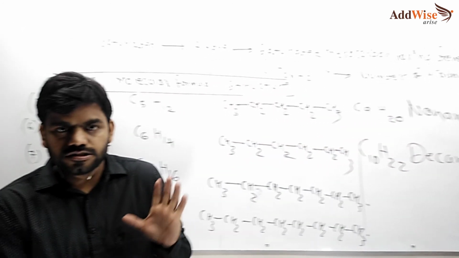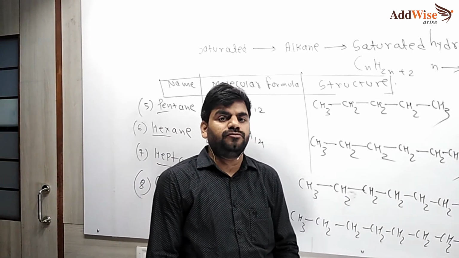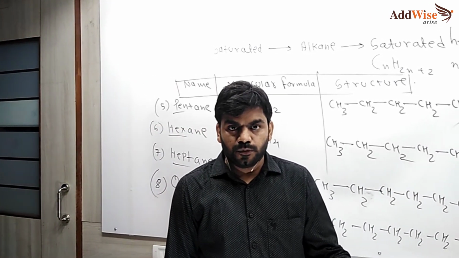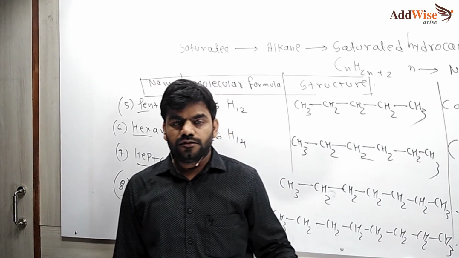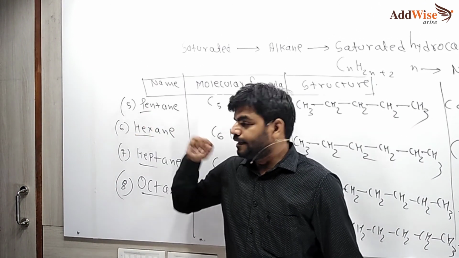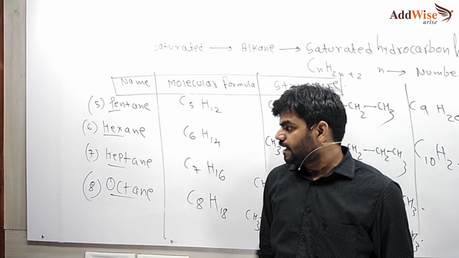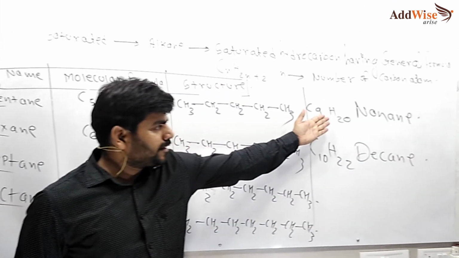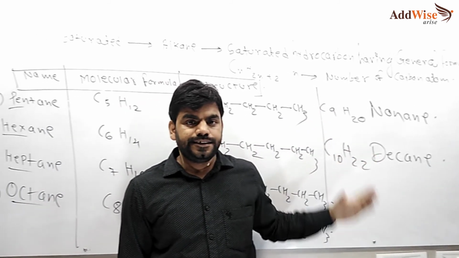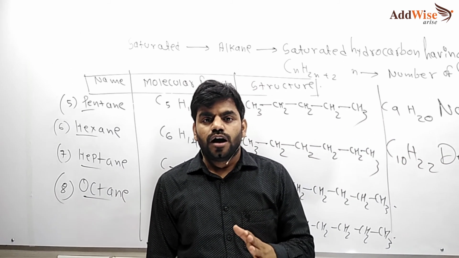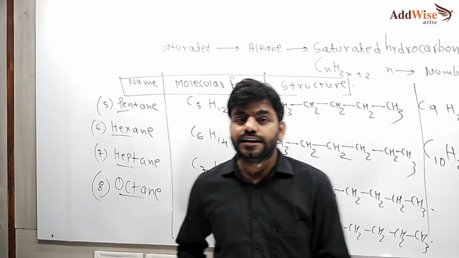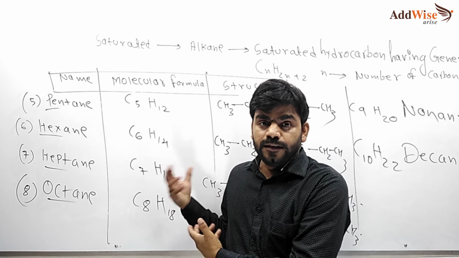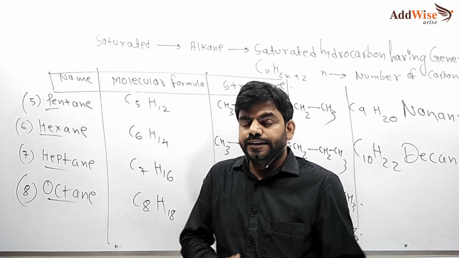So these are the first 10 members of the homologous series of alkane. Methane 1 carbon, ethane 2 carbon, propane 3 carbon, butane 4 carbon, pentane 5 carbon, hexane 6 carbon, heptane 7 carbon, octane 8 carbon, nonane 9 carbon, and decane contains 10 carbon. After this, I'll explain how to draw different forms, like different names in case of double bond and in case of triple bond.